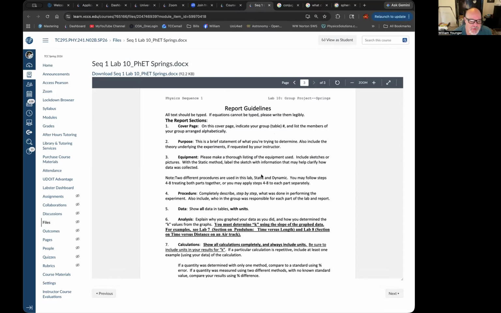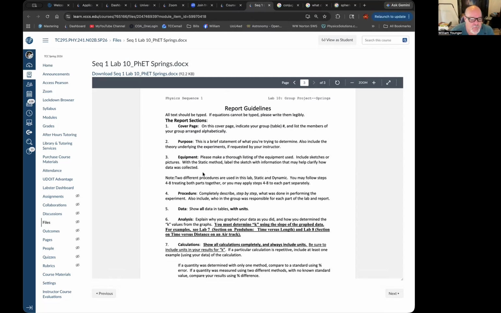Equipment: please make sure you have a thorough list of the equipment used. In this case, the equipment used is just going to be the PHET program. Having done things with springs already, I suspect you could tell us what would normally be used, since this is an automated lab. If you were actually doing a non-automated lab, you could tell us the equipment that you'd use. I wouldn't mind seeing that in this write-up, just to give us an idea of what would normally be used and how you're using the PHET in its stead.